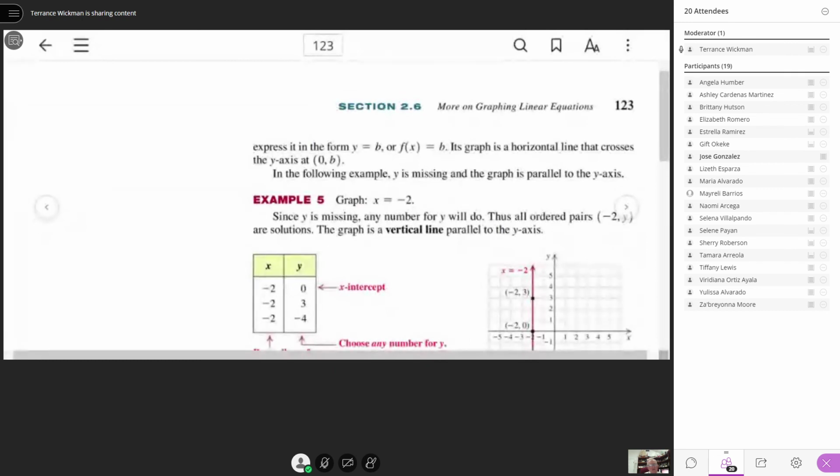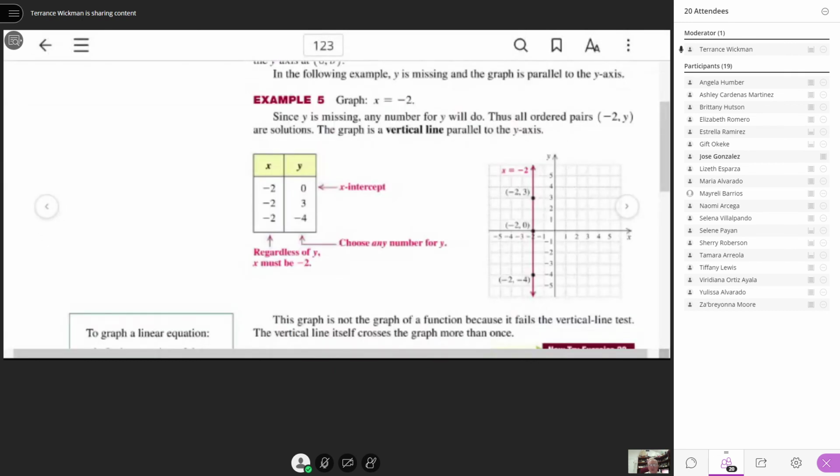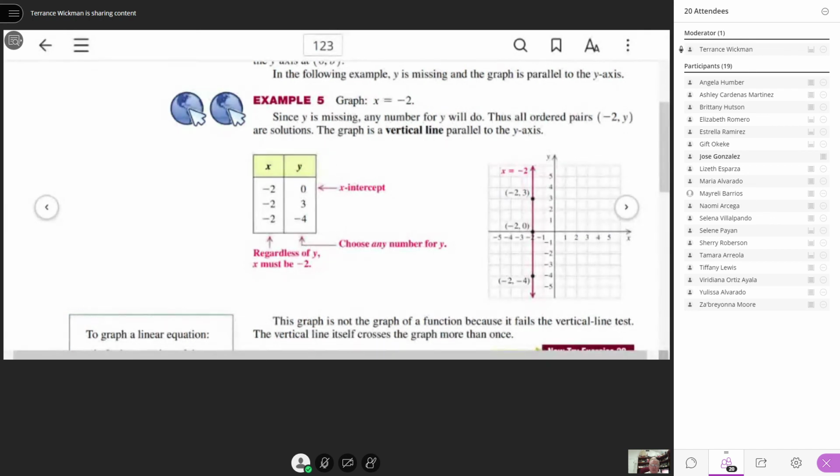Here it is, x equals -2. Well, where's -2? It's down here to the left. Now, if x is -2 all the time, it must be a vertical line. Because what's this point up here? This is, again, -2 and up 3. This is -2 and down 4. So just remember how to graph these.